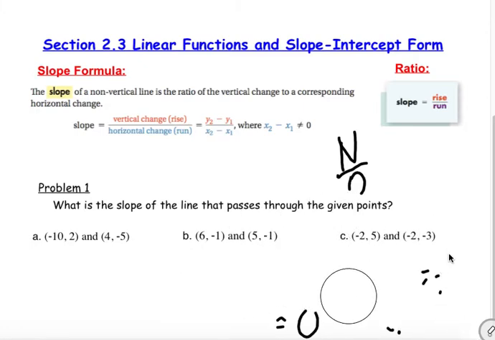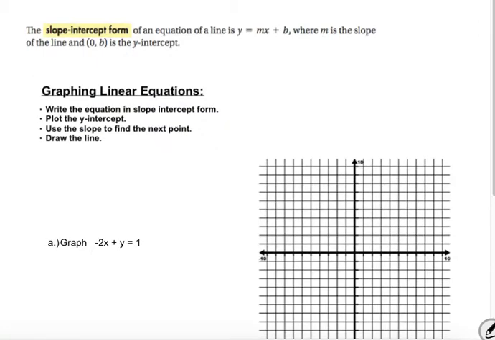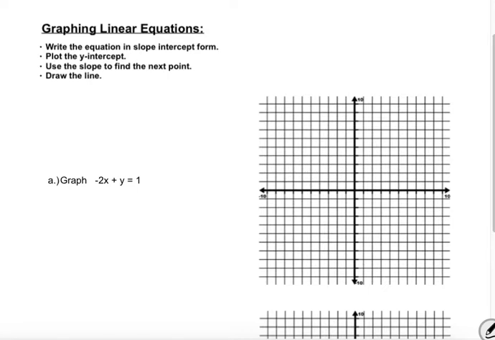All right, then we are going on to slope-intercept form. Slope-intercept form, y equals mx plus b. M is the slope, b is the y-intercept, and that probably looks familiar to a lot of you. Graphing it, first thing we want to do is write the equation in slope-intercept form, that y equals mx plus b. Then we plot the y-intercept, use the slope to find the next point, and draw the line. Make sure we include arrows.